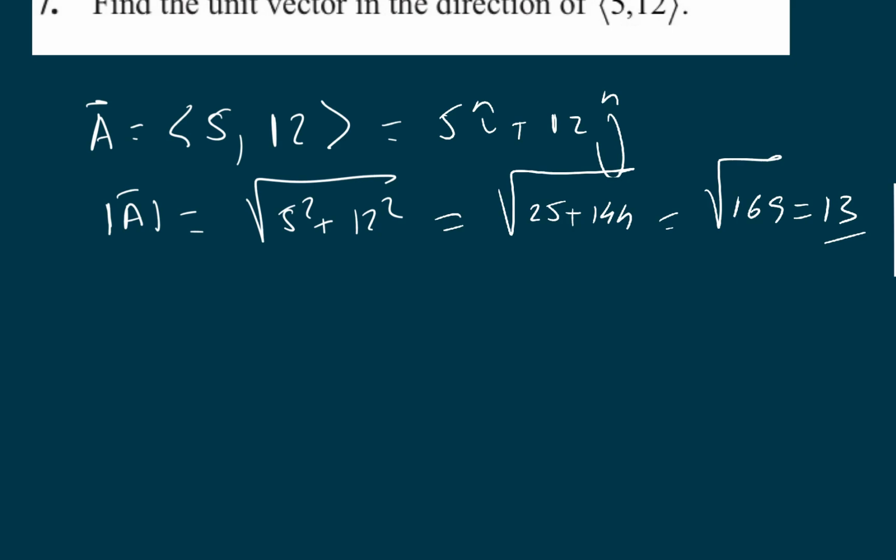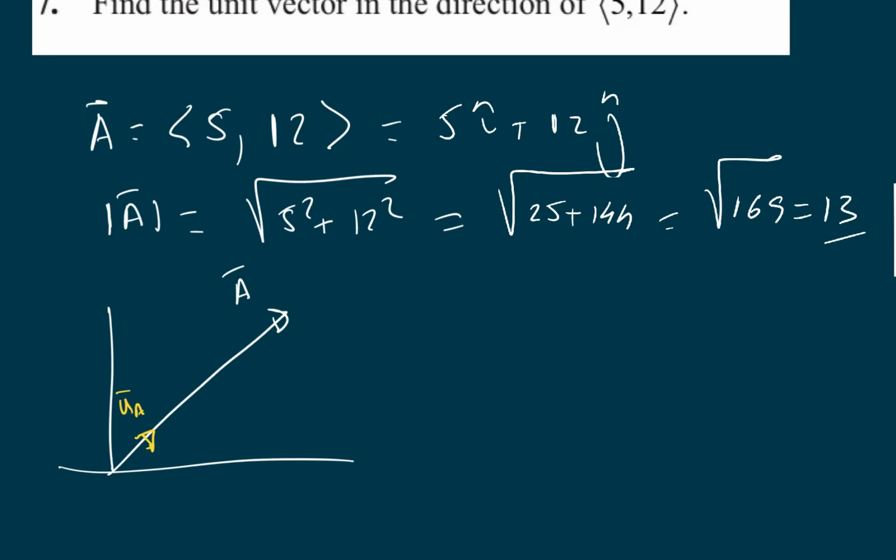So how are we going to find the unit vector? The unit vector means that this is the vector A, and we need to find a vector in the direction of A that has the magnitude 1. So this is the unit vector in the direction of A.